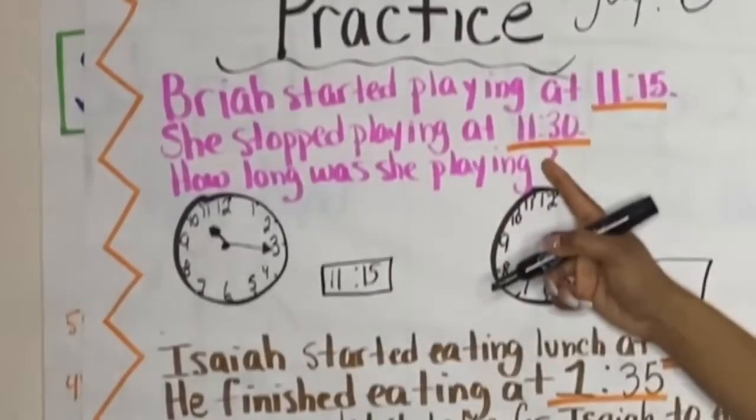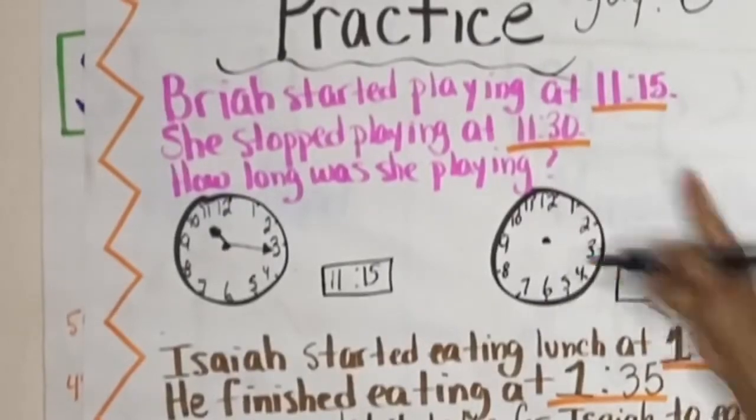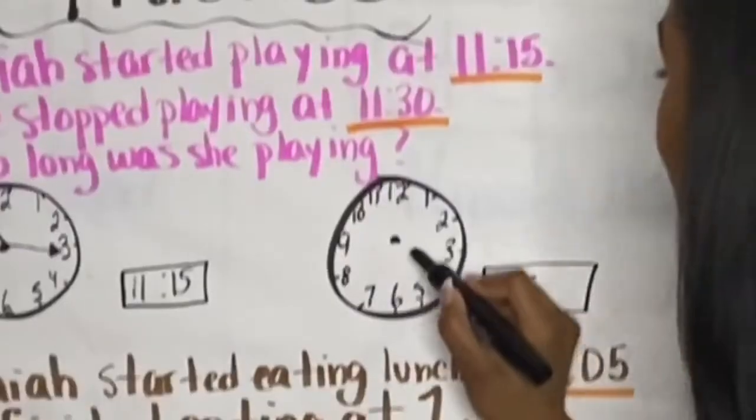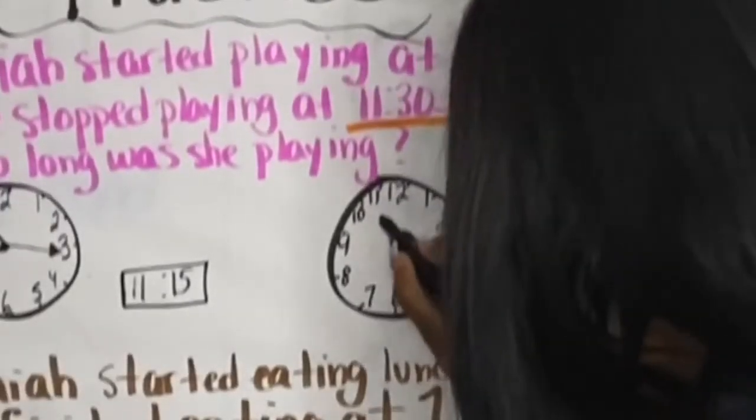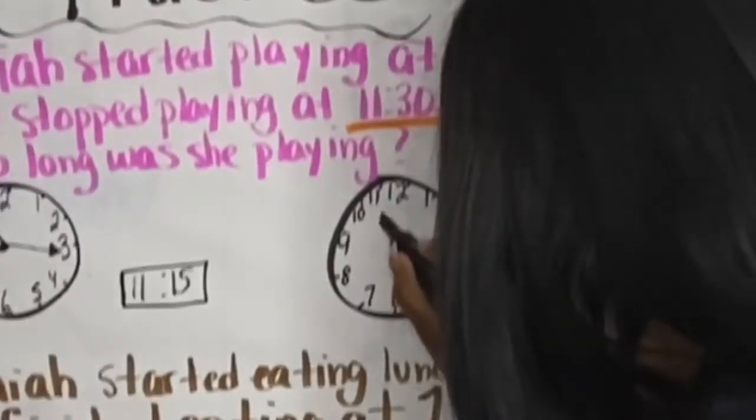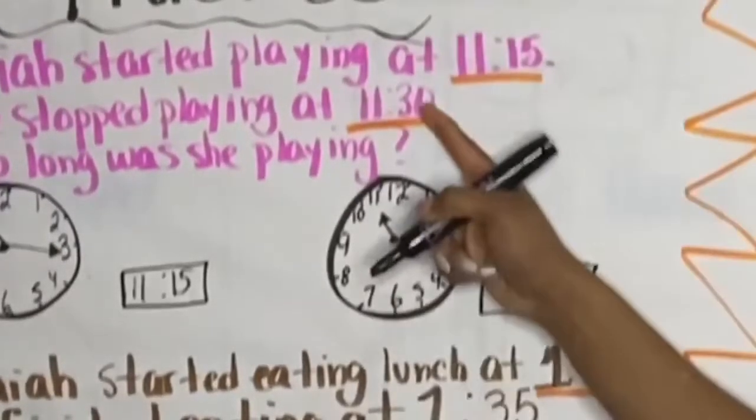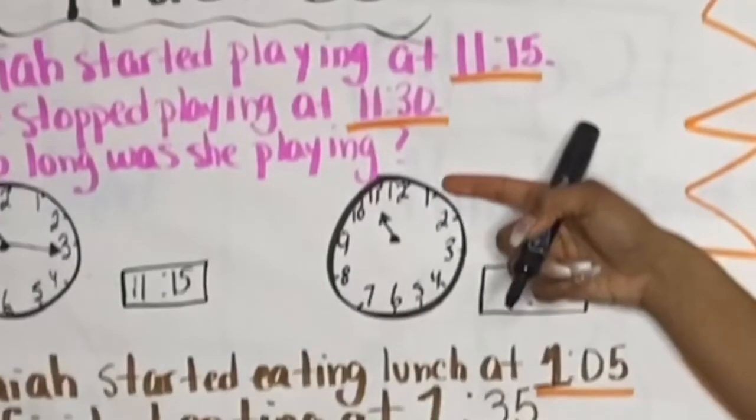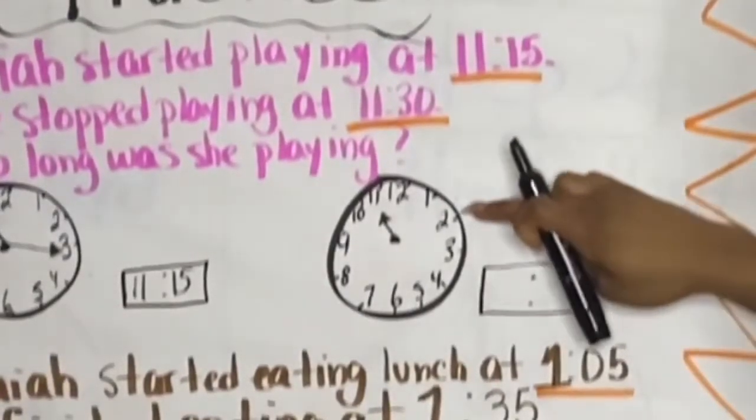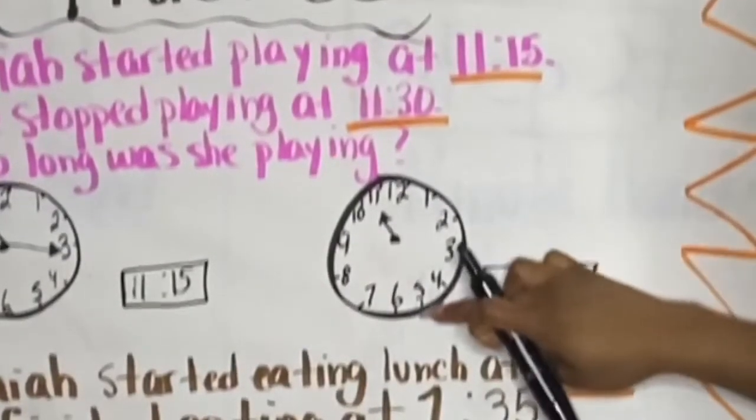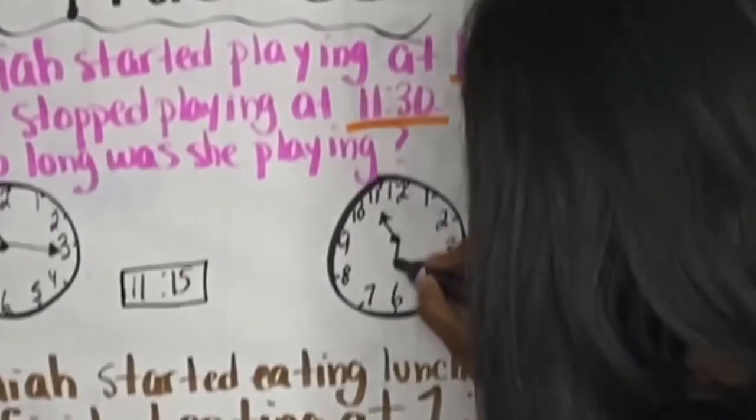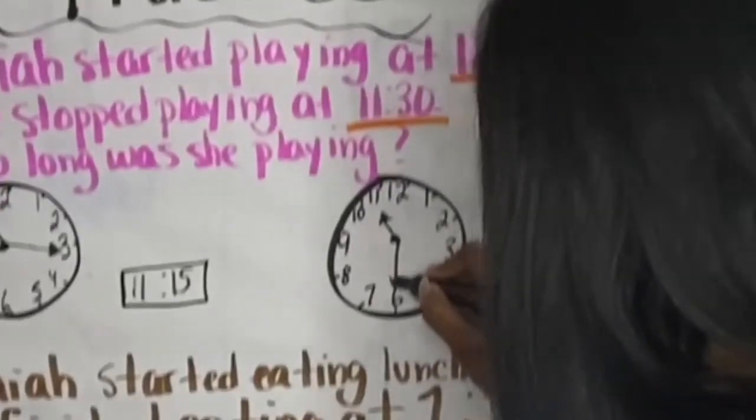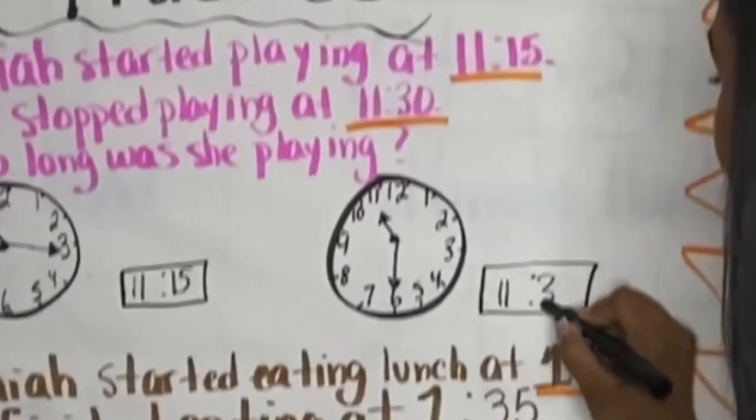My end time is 11:30. Shorthand hour, 11. That's my hour. Now my minute. Let me count by fives to get to 30. 5, 10, 15, 20, 25, 30. All right, my end time is 11:30.